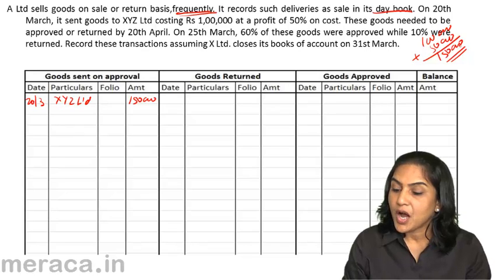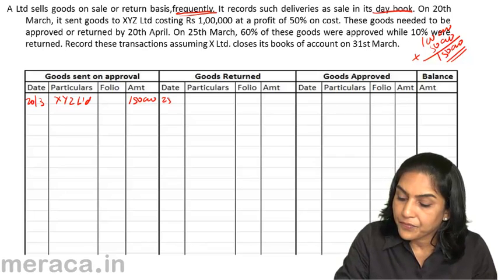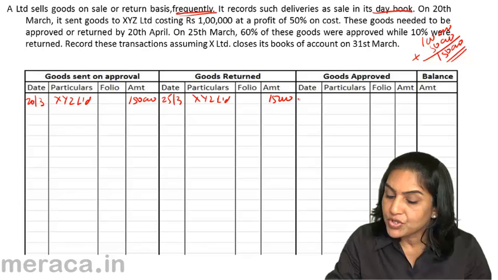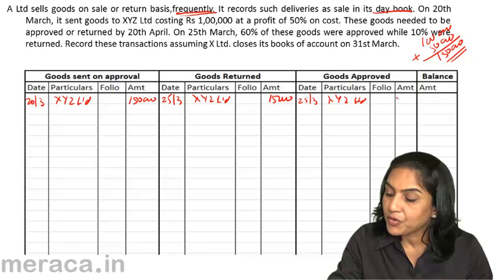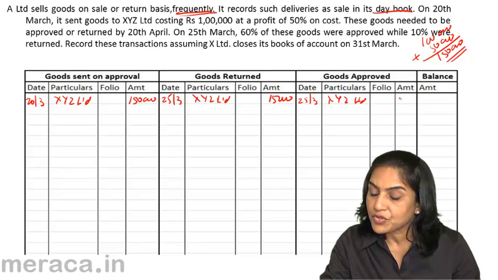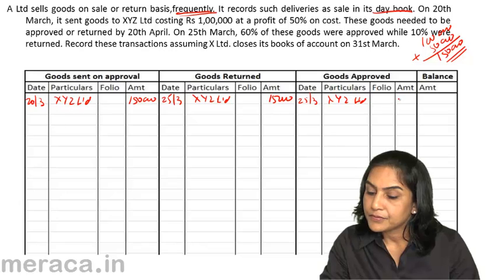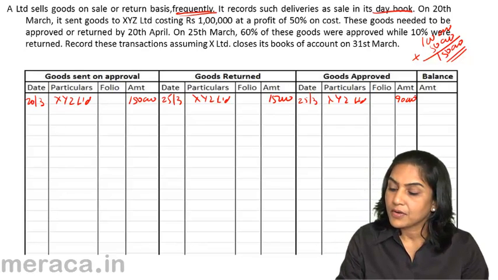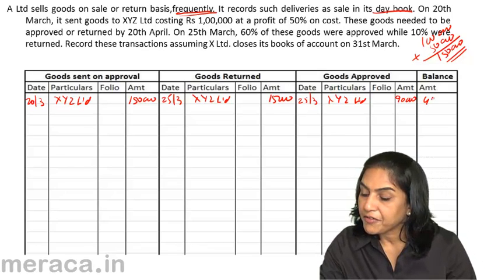When the goods are returned on 25th March, XYZ Limited, an amount of 15,000, 10%. When the goods are approved too, they are recorded here, XYZ Limited, we have an amount of 90,000. The balance would therefore be 45,000.